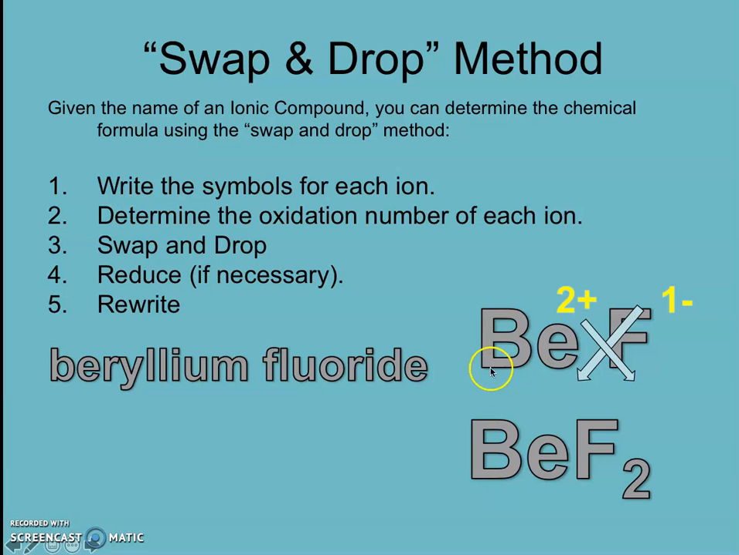The reason it's written like this is because you have an oxidation number of +2 over here, and then an oxidation number of -1 here. Basically saying that beryllium is double fluorine. So you need to add a 2 here in order for it to be equal. And you don't need to write the 1 after beryllium because it's just understood as long as it's 1.